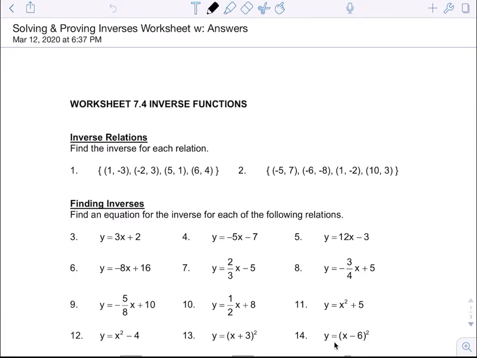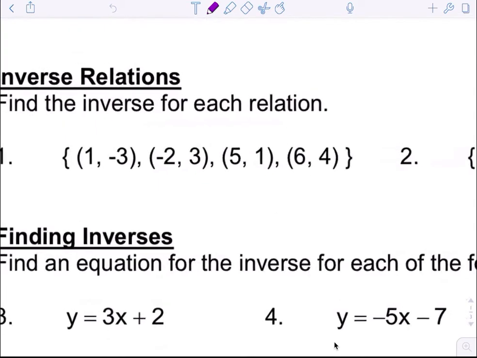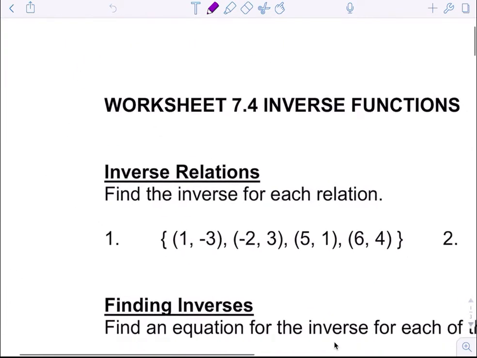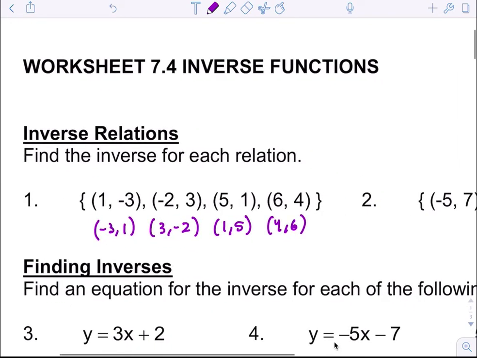Alright, here's your guys' homework on solving and proving inverse functions. Okay, so for number 1, we have these coordinates right here, and it just says to find the inverse of these coordinates. So basically, to find the inverse of these coordinates, you just switch the x and y coordinates. So there's number 1. We just switched your guys' x and y coordinates.